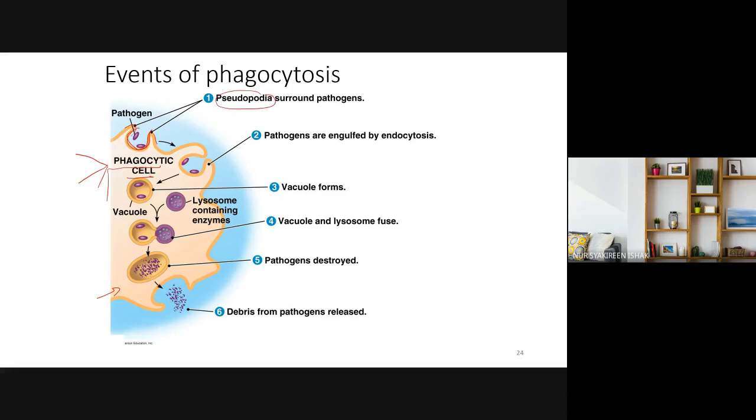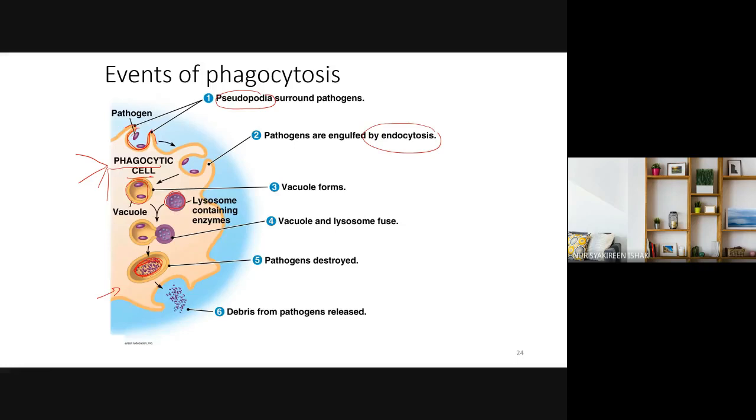Okay, it surrounds the pathogen through the formation of pseudopodia, and then it engulfs the pathogen through the process of endocytosis. Okay, the whole process is phagocytosis. And then it is surrounded into a vacuole and then fuses with a lysosome. So the lysosome contains nitric oxide, a poison that will poison the bacteria or the virus or the pathogen. And then after that, the lysozyme inside the lysosome will degrade the bacteria.